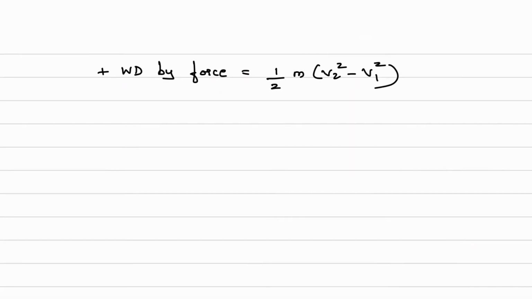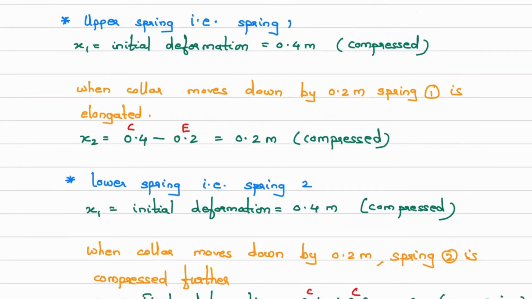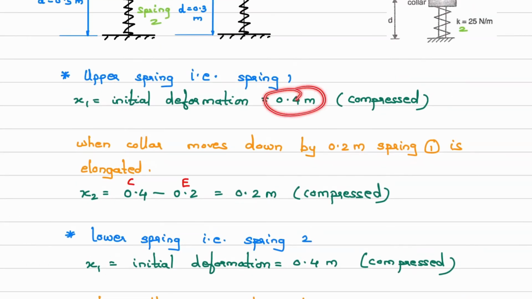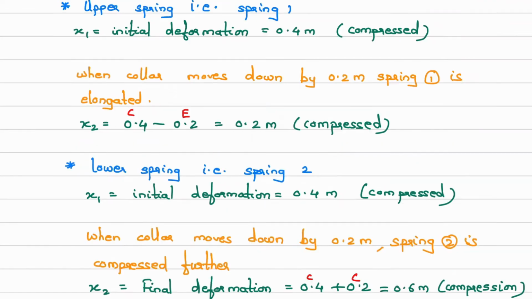So I'll write down the equation now. Half K for spring number 1 is 15 into x1 square minus x2 square for spring 1. Okay, so x1 is 0.4 minus 0.2. So 0.4 square minus 0.2 square.